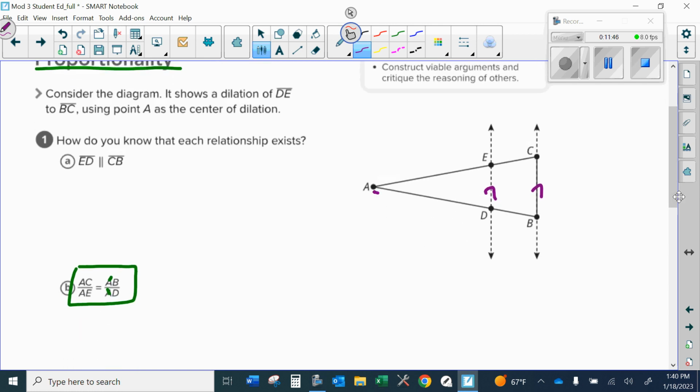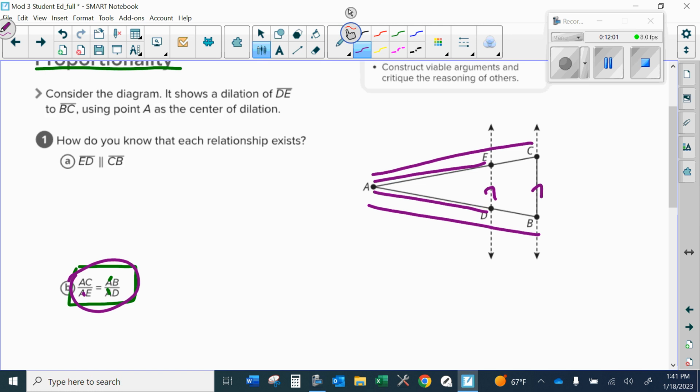So that means whatever that length is divided by the whole length equals that length divided by this whole length. So those two ratios have to be the same, which is what they're saying over here. Again, it doesn't matter. I did the AE over AC and AD over AB. They just do the reciprocal. It doesn't matter. You get the same answer.